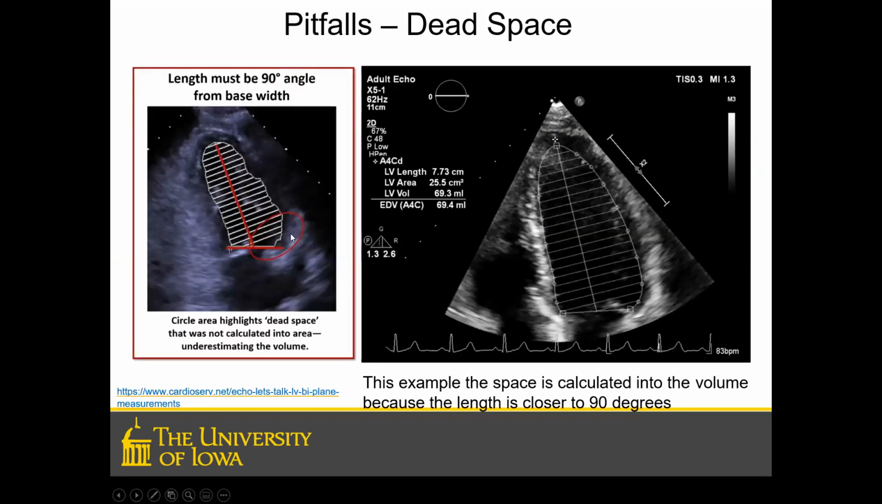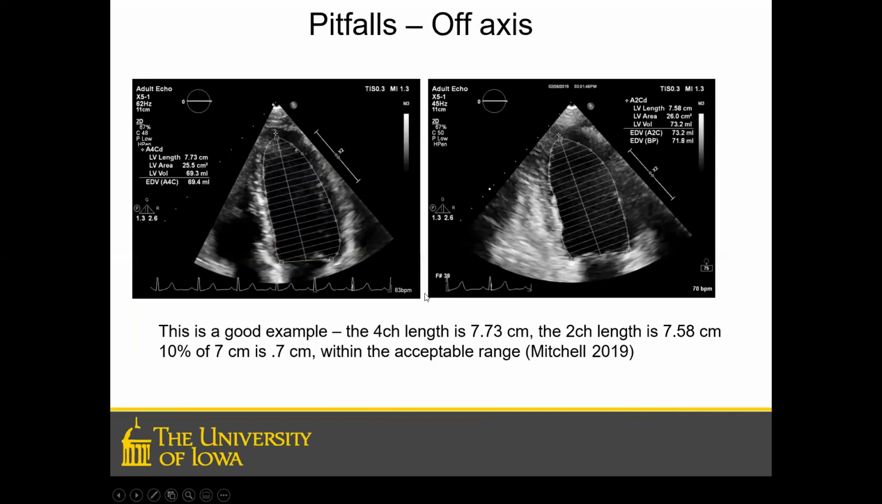All right, and then here's the example of that dead space when there's too much angle between here. In this example, we're doing really good in terms of not having that dead space. And the reason is that this length is closer to 90 degrees to our annulus starting point. It's not exactly 90, but it's closer.